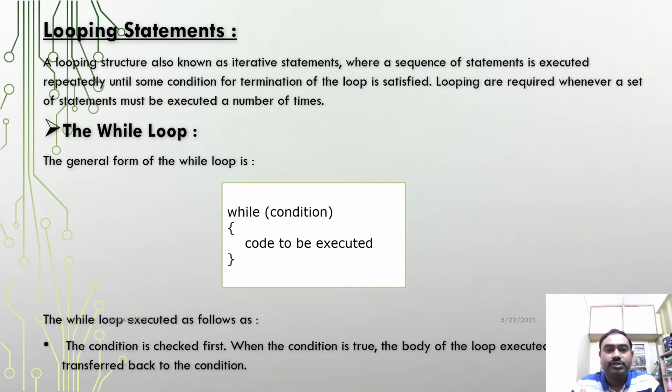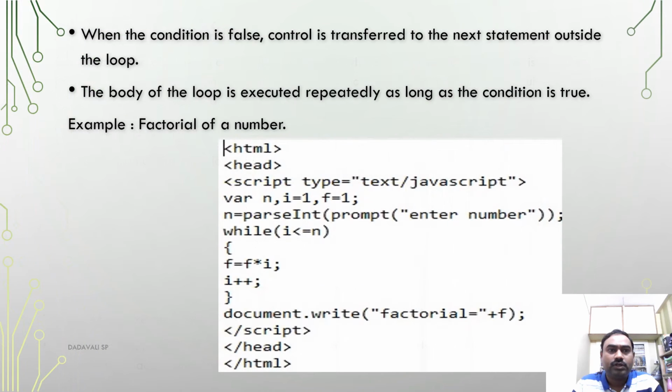Here the while loop is also called pre-testing. So check the condition first, and if the condition is satisfied, then enter into the loop. This is the procedure. If the condition is false, control is transferred to the next statement outside the loop.